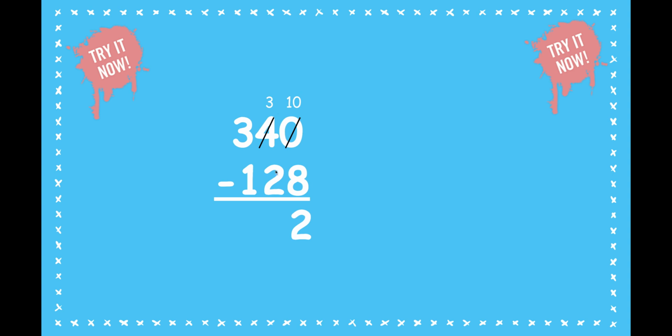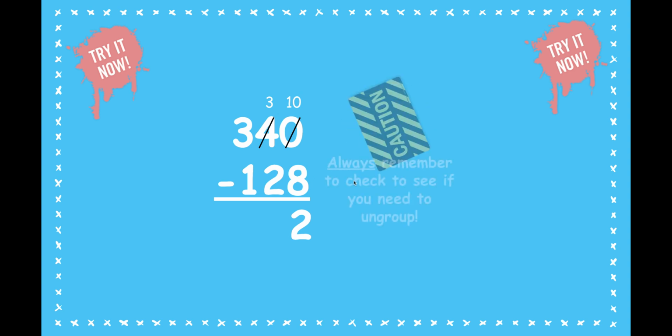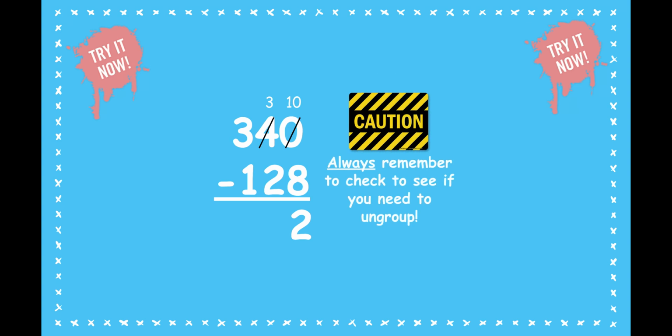And now I'm in my tens place. And what's the magic question? Do you have more on the floor? Please be careful to always check to see if you need to ungroup. In this case, I don't need to. I simply can subtract because 3 is greater than 2. 3 minus 2 is 1, and 3 minus 1 is 2.